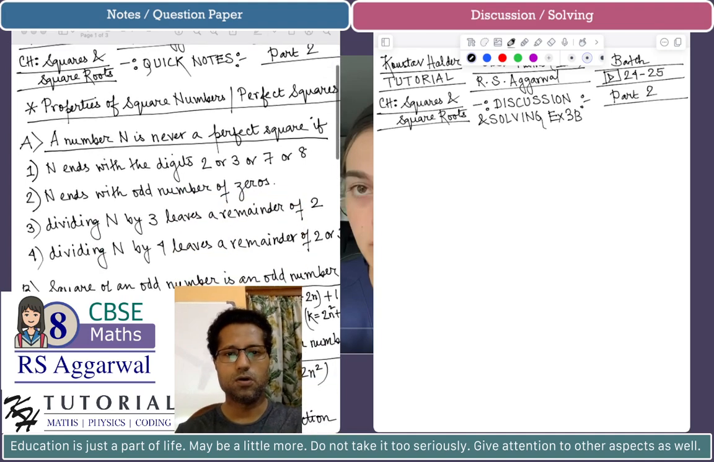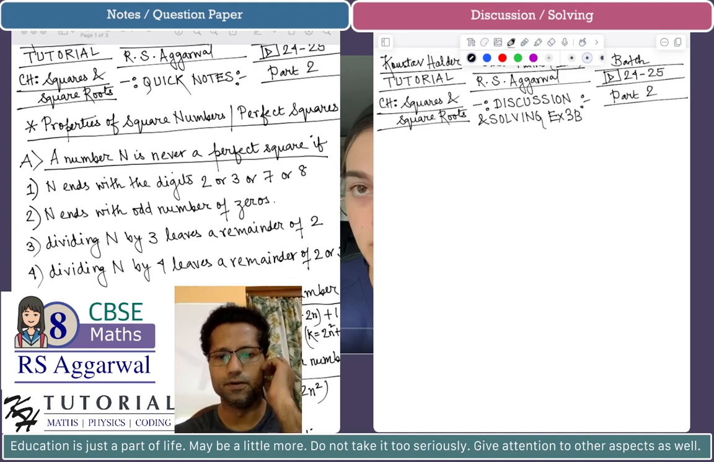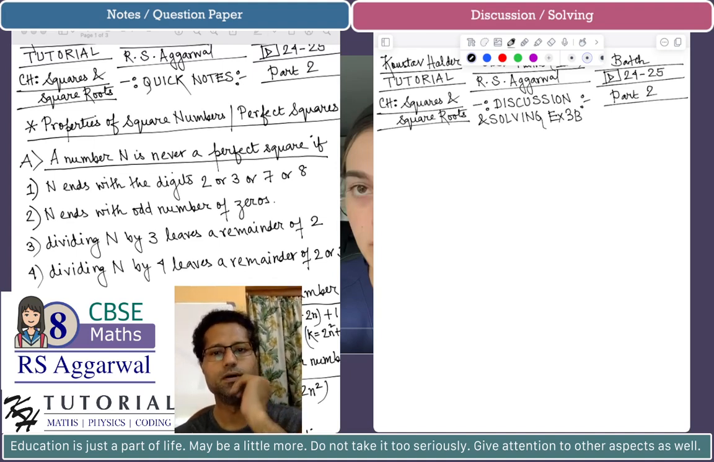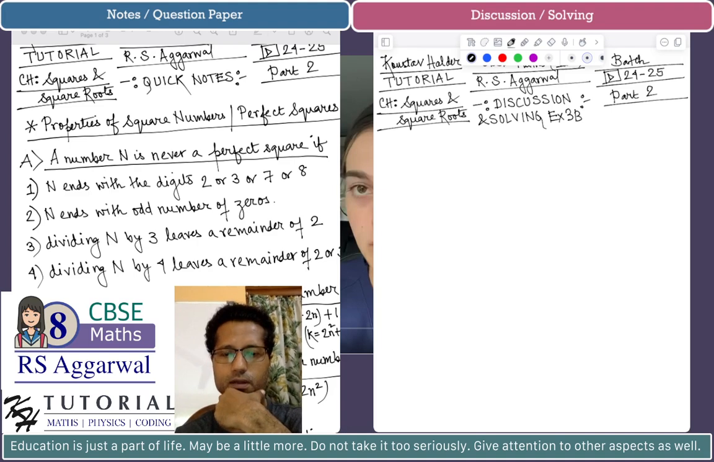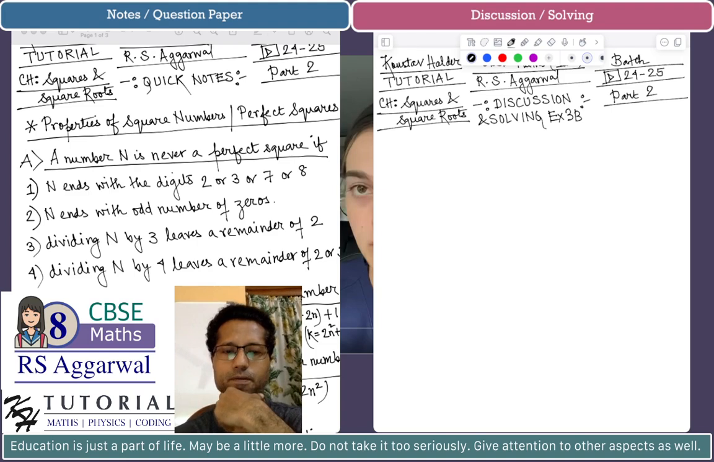So a number n is never a perfect square, where n is a natural number. I will read out my notes. I will provide a link of the PDF of these notes in the description below, so you can check my quick notes from the link. Do not worry about taking screenshots of my notes. I am reading out my notes, and as I am reading, I will discuss the concepts on the right hand side whenever it is necessary.